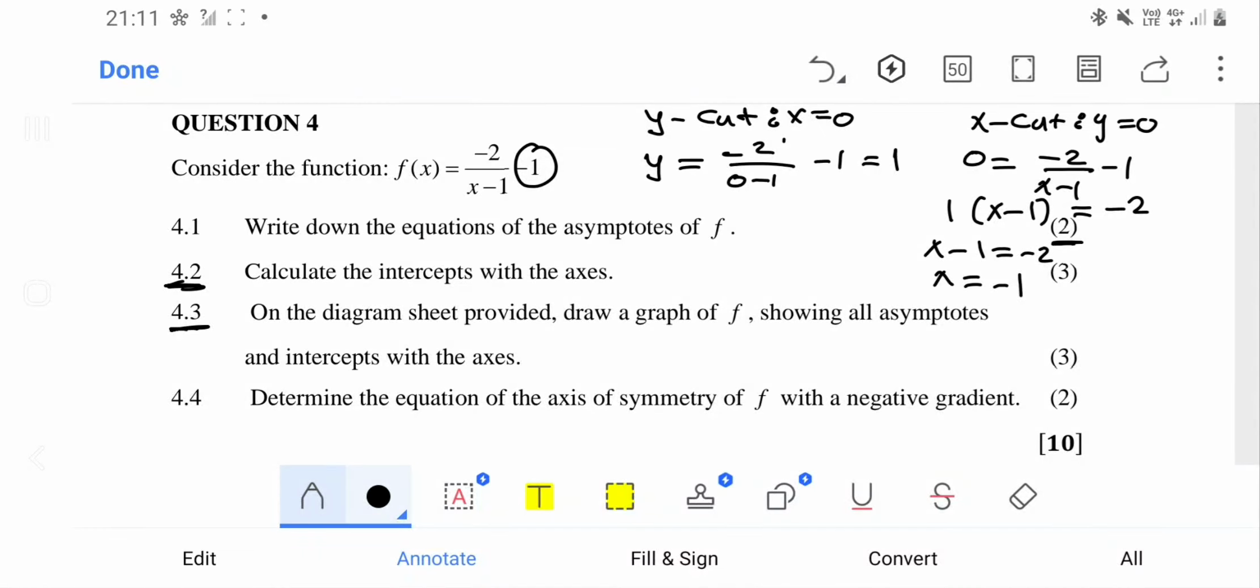Now 4.3, on the diagram sheet provided, draw a graph of f showing all asymptotes and intercepts with the axes, and then that's 3 marks, right?